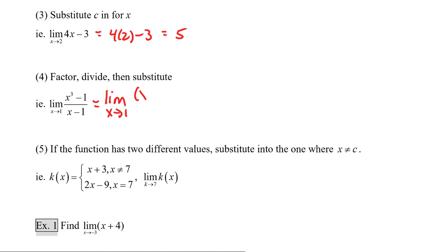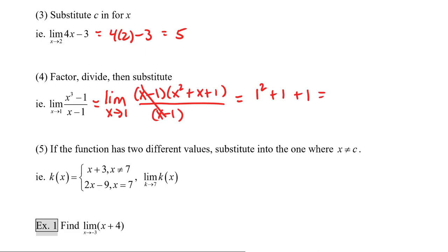So I'll factor that into (x - 1)(x² + x + 1) all over (x - 1). The x - 1 factors cancel, which means there is a hole at x = 1, but that's okay, because now I can plug in my 1 and I wind up getting that the value of this limit is equal to 3.